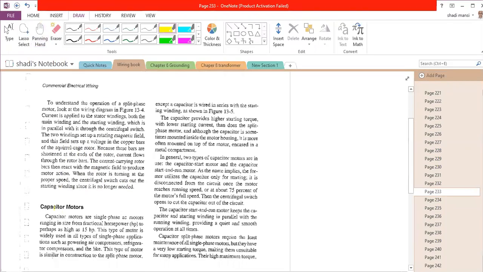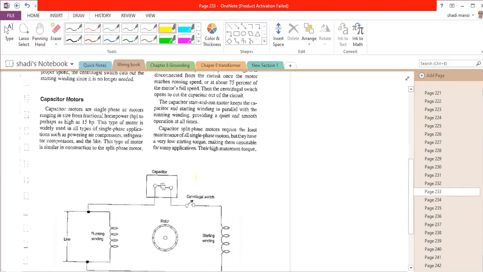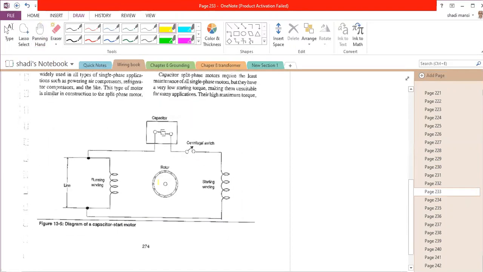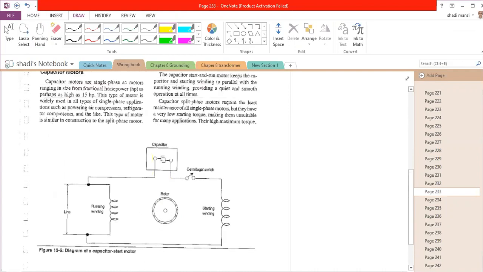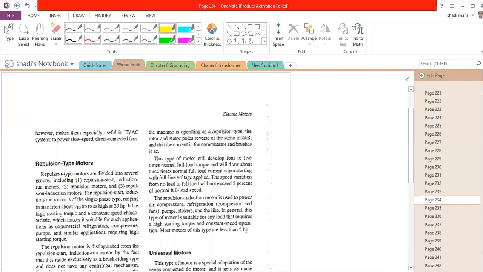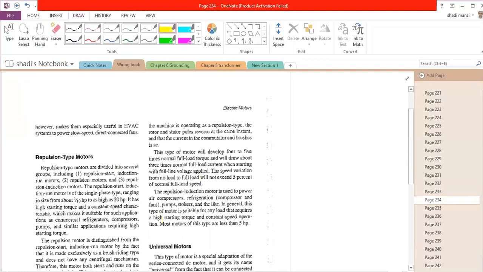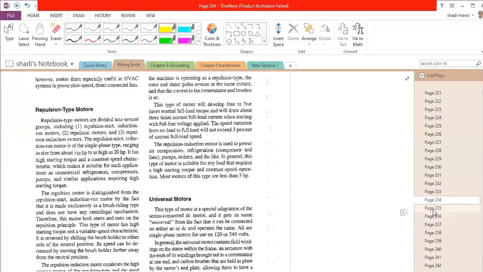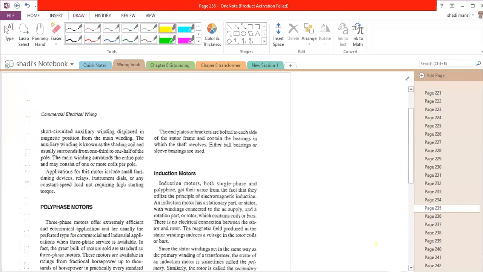We have the capacitor start motor, and you can find the application of the capacitor start motor here. I believe it will be covered in Machines Two. It is a very important motor and it is used as a pump; one of its applications is a pump. Then we will go to the next ones, the repulsion motor and the universal motor. All of these are single phase motors.